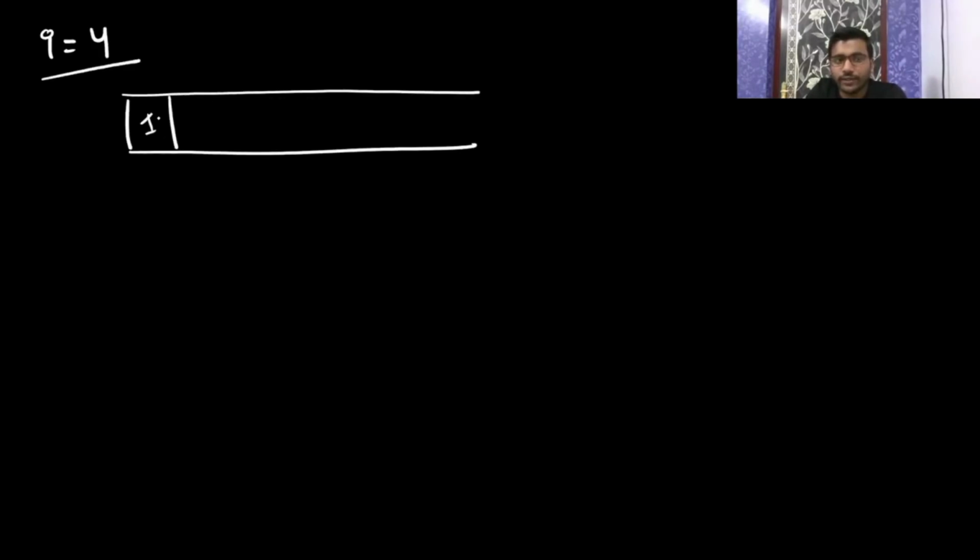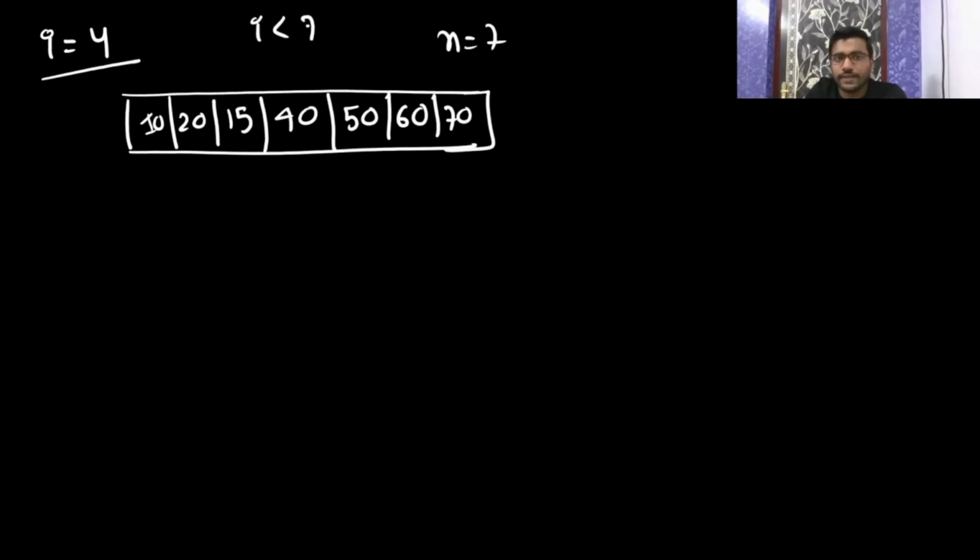Then I will increment i to 4, and it will look like 10, 20, 15, 40, then 50, then 60, then 70. n is your 7. i should be smaller than 7. Okay, till this it will go. Till 6 iterations we require. So 0, 1, 2, 3, 4, 5, 6.